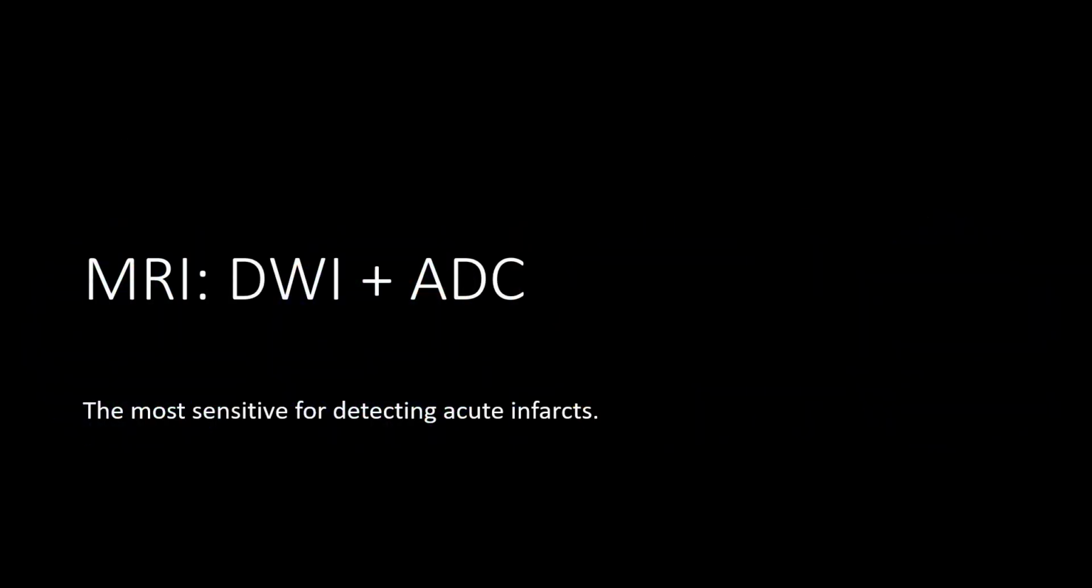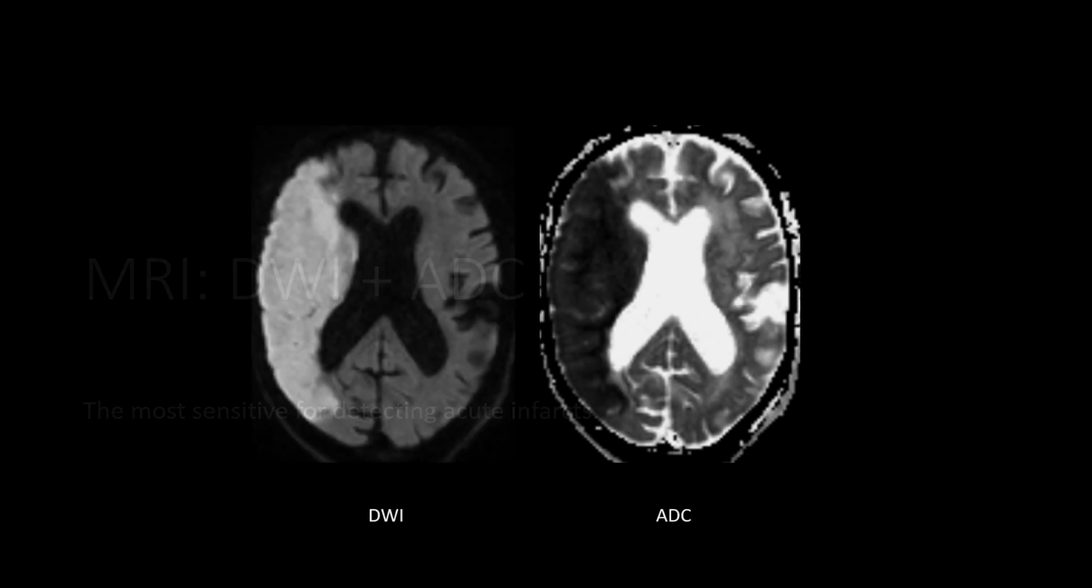MRI is far more sensitive than CT at detecting acute ischemic strokes, and of its different modalities, diffusion-weighted imaging is the most important sequence for these purposes. Almost immediately after an infarct, the DWI sequence will show abnormally hyperintense signals, while its corresponding ADC map will show abnormally hypointense signals. This combination indicates that there is restricted diffusion, and the area of abnormality will correspond to the infarct. That said, though restricted diffusion is most often associated with acute infarcts, it can also be seen with tumors, abscesses, and other pathologies, so keep in mind the patient's history.